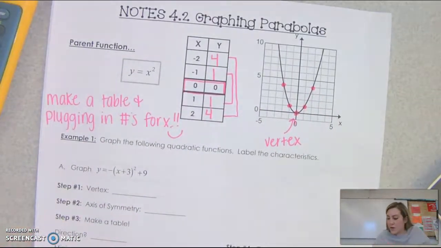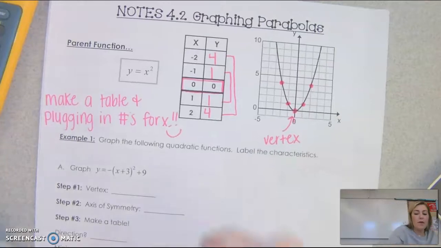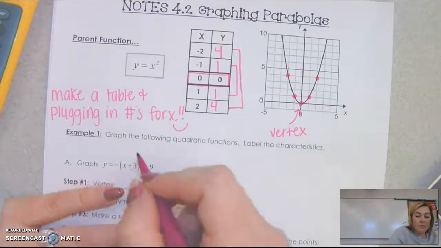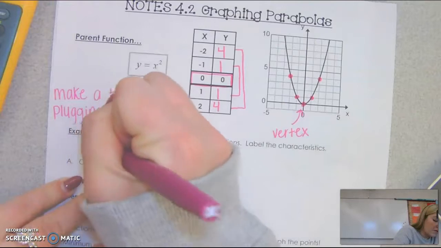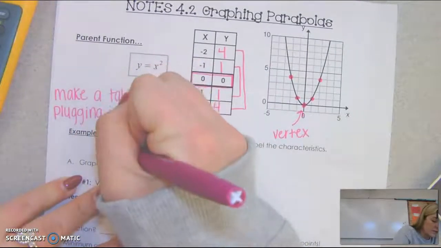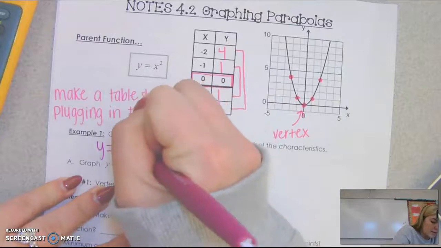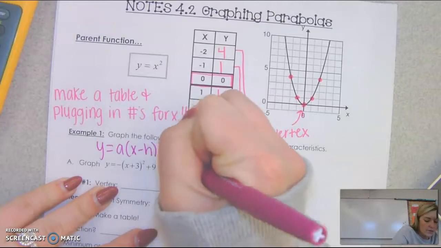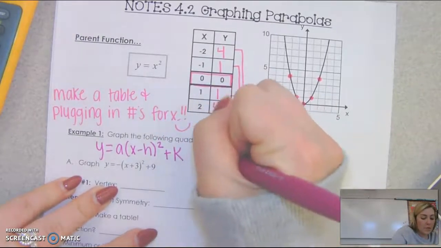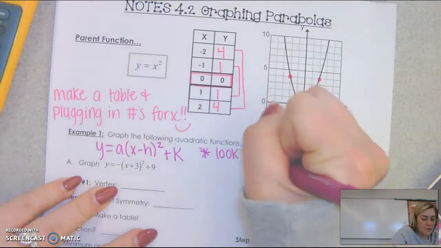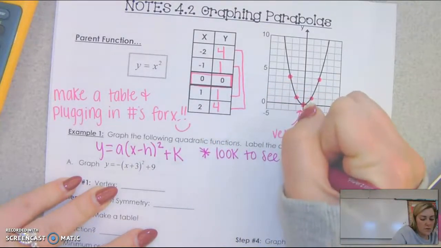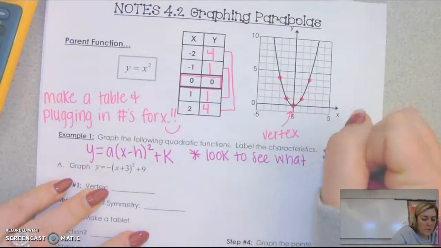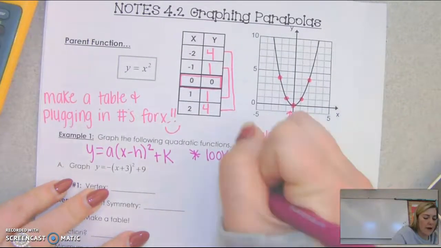Alright, let's get into some examples. There are a couple different forms for quadratic functions. We need to make sure that we're looking for the form that we have. The form that we're looking at for example 1 looks like this: a times (x minus h) squared plus k. So we want to remember to look to see what form you have.